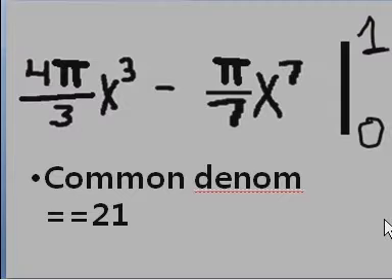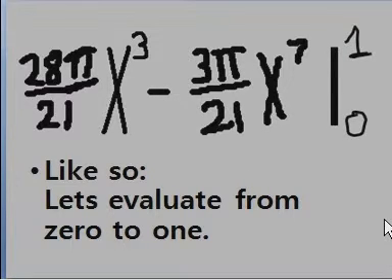Oops, common denominator here is 21. 4 pi over 3 becomes 3 into 21, 7 times 4, that's 28 pi. Pi over 7 becomes 7 into 21 is 3, 3 times pi is 3 pi. Like so. Let's evaluate now from 0 to 1.